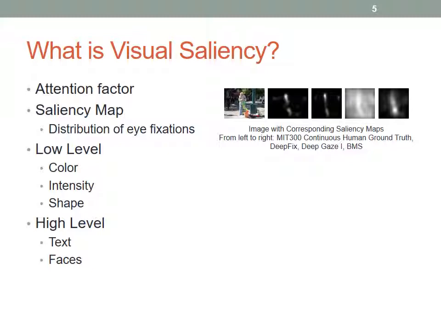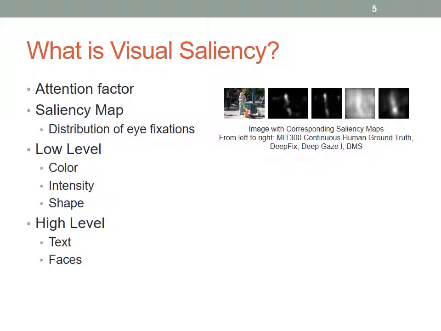On the left is the human ground truth. MIT hooked up an eye tracker to some observers and exposed them to this image for a set time and recorded all of their fixations, where the eye is looking. Then they created a distribution of those fixations, and that's the saliency map to the right of the clown. The next three saliency maps are from the three algorithms that I particularly investigated, DeepFix, then DeepGaze 1, and BMS, and their predictions of the saliency map.